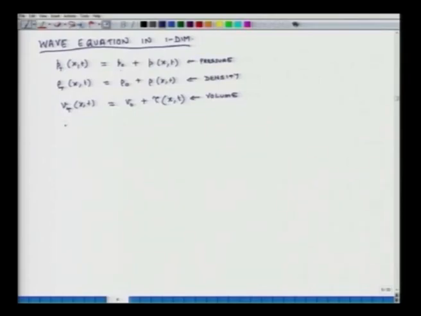And finally, I have a relation for velocity, velocity being u. So, my final velocity is u t, which is equal to an initial velocity u naught plus some change term, which is represented by u, which is again a function of position and time.